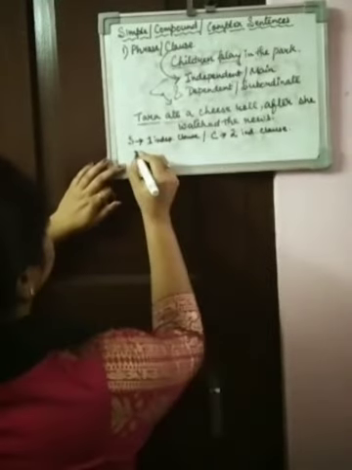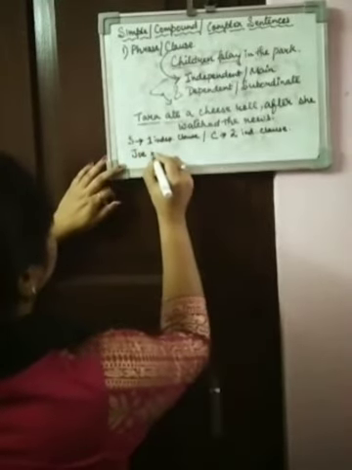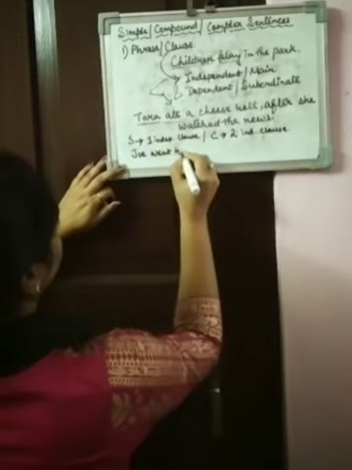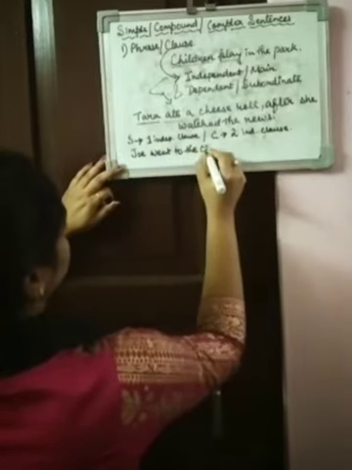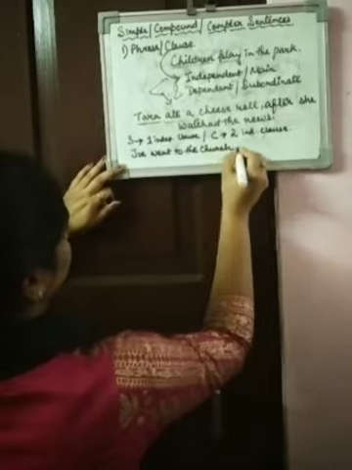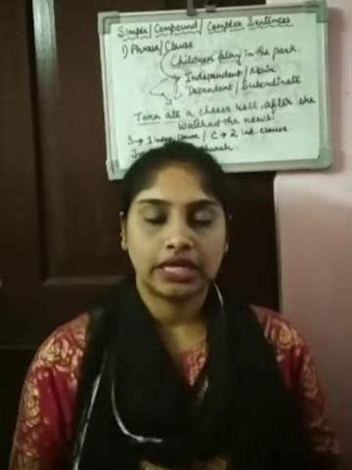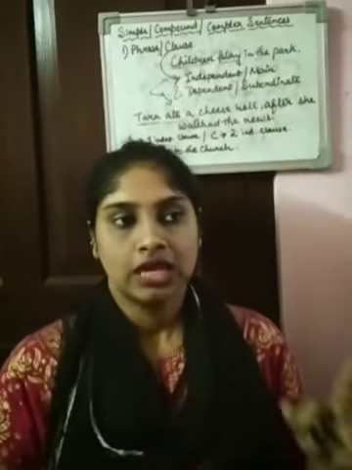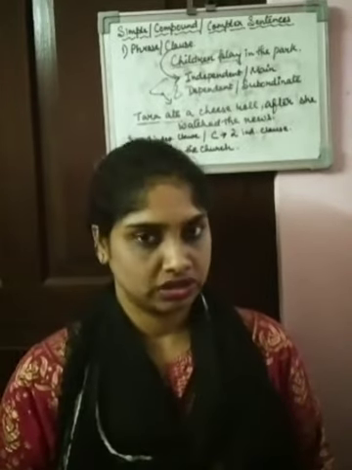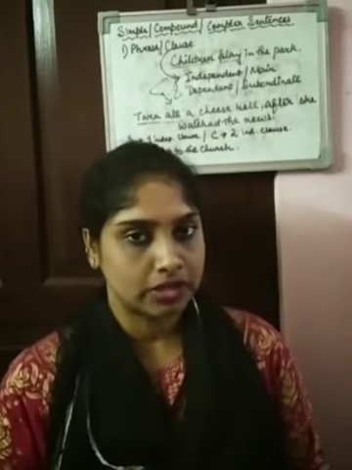Let me write it here. Joe went to the church. Now what I said is, if you have to identify a simple sentence, you have to see that an independent clause is present there. One independent clause should be present there.